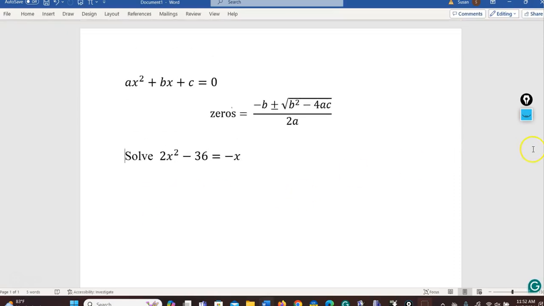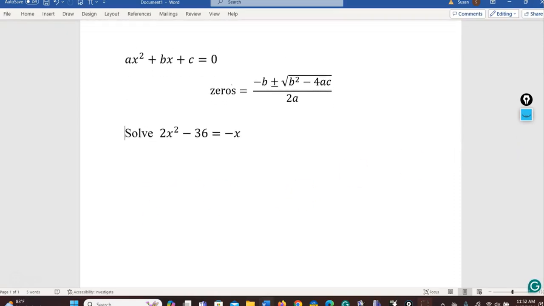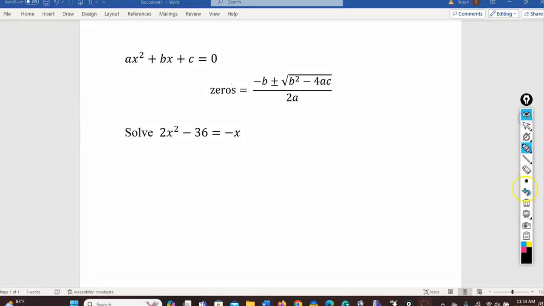All right. Now I want to solve that. Well, if I'm going to find the zeros, my equation has to equal 0. So the first thing I want to do is put it in the correct form. I need to add x to both sides. So I'm going to have 2x squared minus 36 plus x equals 0. But still, I need to change the order because I need to have the x squared term first, then the x term, then the constant.